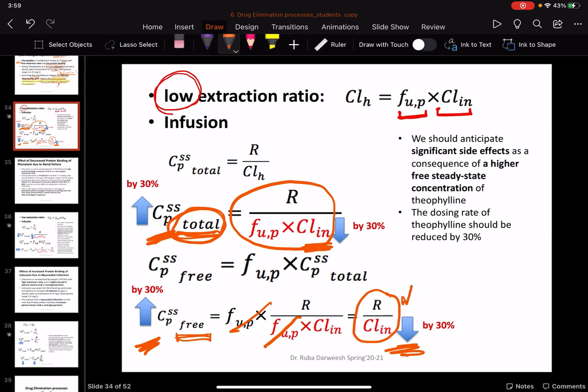In addition to that, the therapeutic or pharmacological effect is also expected to increase. And this is what I'm telling you here. We should anticipate a significant side effect at the higher free steady state concentration of theophylline, and that's why we need to do some consideration or correction of the dose, or the dosing rate, as we are talking about infusion, because it would increase by 30%.